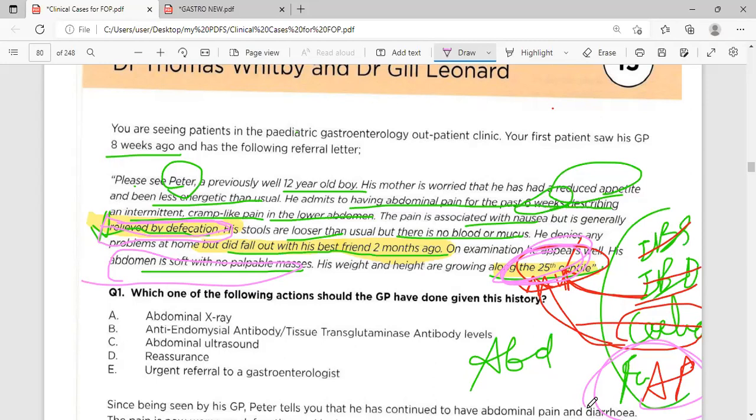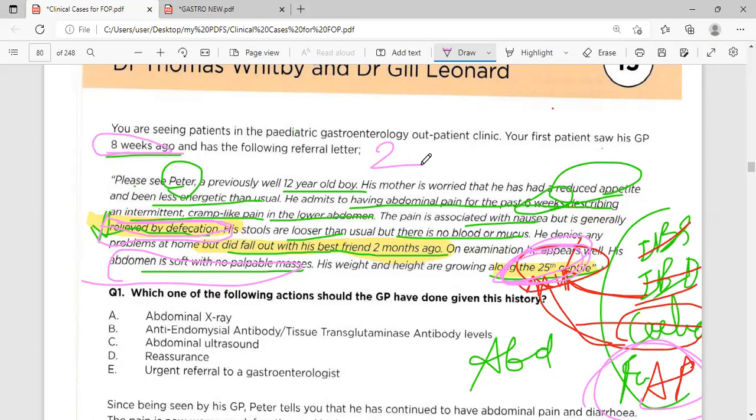So if this is the case, should it be for more than 2 months? See, he came with a history of 8 weeks ago. The patient saw his GP 8 weeks ago. 8 weeks means this is a case of 2 months. Okay, so the history is pretty long.